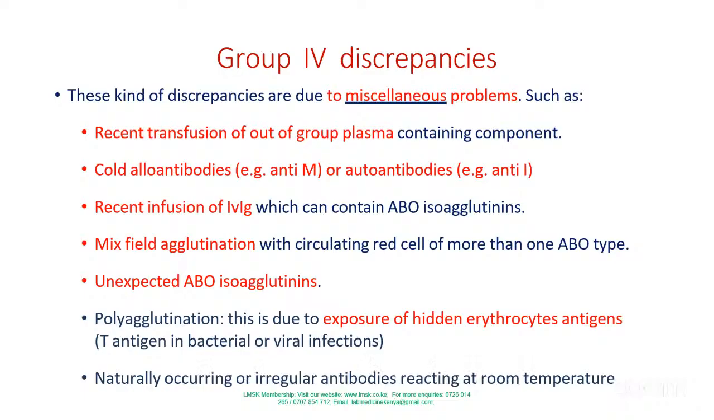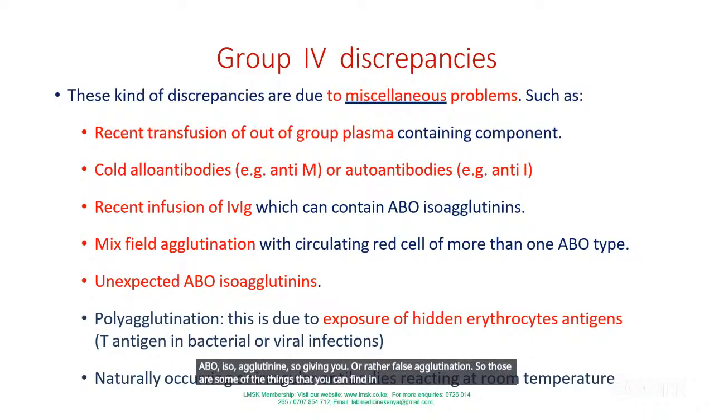Also, these patients could have received a recent infusion of immunoglobulins that could be containing ABO isoagglutinins, giving you pseudo agglutination, or rather false agglutination. So those are some of the things that you can find in the clinical history of the patients.